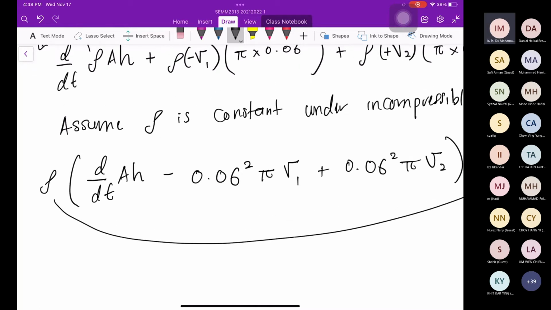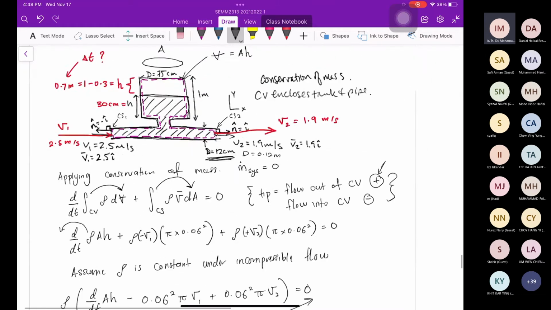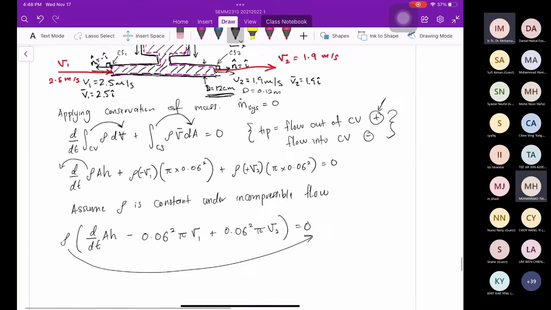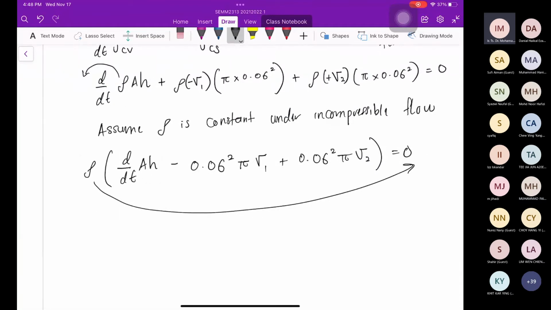Between area and the height, which one is constant, not moving and not changing over time? Area or height? Which parameter is constant, A or H? Class, area. Area is constant. The H will vary, right? The height of water. Yes. So anything that will vary, we must stick to the dH. So area is constant, dH over dt.